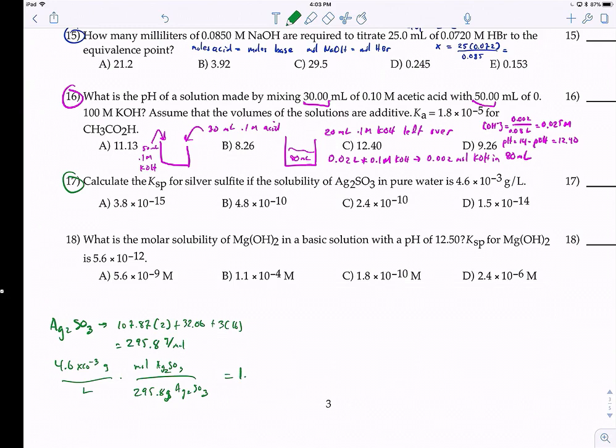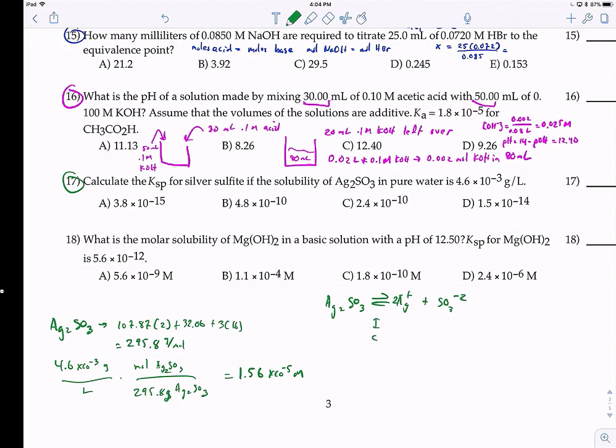This is equal to 1.56 times 10 to the minus 5 molar. And it wants the Ksp, so Ag2SO3 in equilibrium with Ag plus and SO3 2 minus.